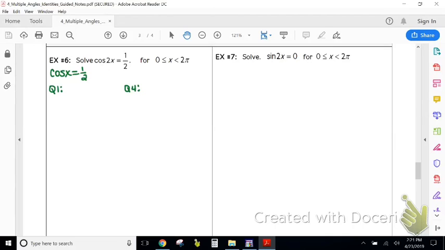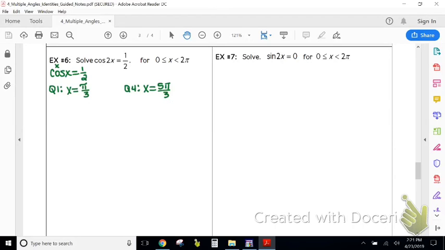Alright, so where is cosine, x or y? It's my x value. So in quadrant 1, what angle in radians, because we're going from 0 to 2 pi, so what angle has an x value that's 1/2? Okay. And in quadrant 4, what angle has an x value that's 1/2? Alright, and so if this problem had just been cosine of x, those would have been my two answers and we'd be done, right?